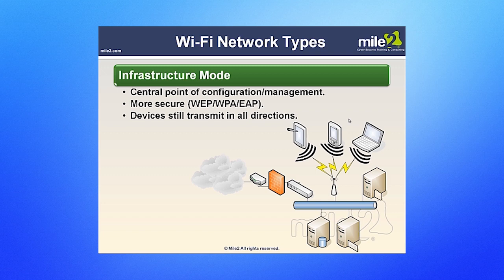With infrastructure mode, you have a central point of configuration, just like in your home environment. If you purchased a Netgear router, brought it home, and configured the encryption that you wish to have, hopefully WPA2 would be the very best, then all your devices would have to be configured with those same security settings, and that would be infrastructure.